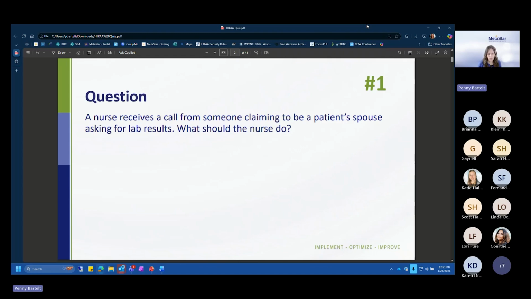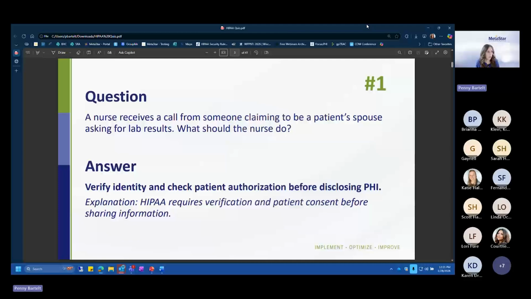So we have 20 questions, and really they're meant to just be something you can talk about with whoever you're doing the training with. So for this one, a nurse receives a call from someone claiming to be a patient's spouse asking for lab results. What should the nurse do? Hit page down. It gives you the question again, but then it gives you the answer. Verify identity, check patient authorization before disclosing PHI, and then the explanation. Then you can also talk about what your own policy is as far as how you verify that identity, things like that. Okay, so there's 20 items on that.